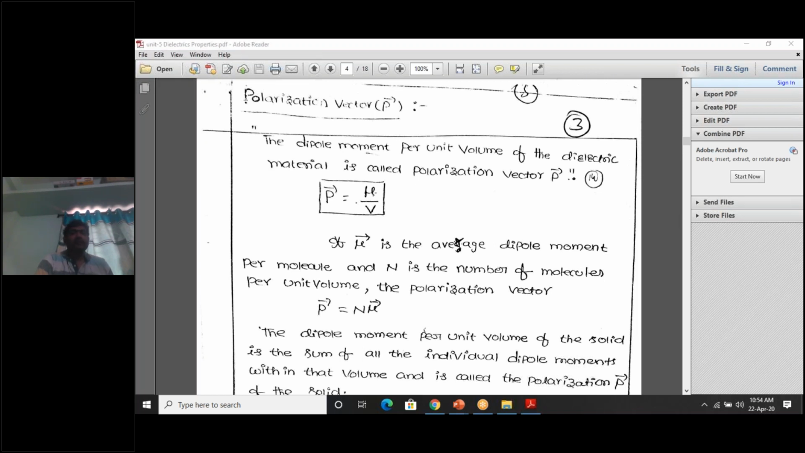Here, mu is the dipole moment per unit volume. Dipole moment per unit volume is called the polarization vector. This is the definition of the polarization vector.